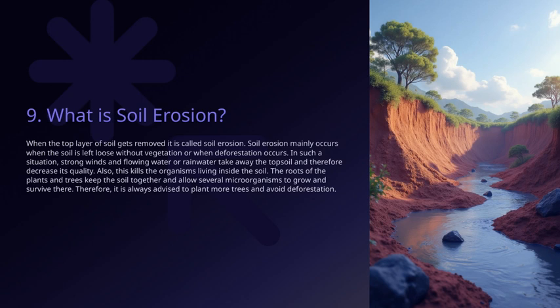You see, plant roots play a key role. They act like natural anchors, holding the soil in place. Plus, they support the growth of microorganisms that help enrich the soil. That's why planting more trees and avoiding deforestation are so important. They help prevent soil erosion and maintain soil health. This ties directly into our overall theme of preserving natural resources and protecting our environment for future generations.